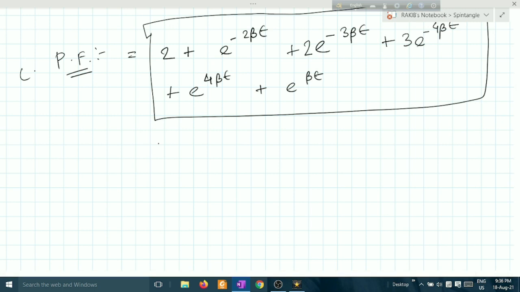In the next lecture we will be discussing some special techniques of finding probability for a particular energy level, and we will do some interesting problems.